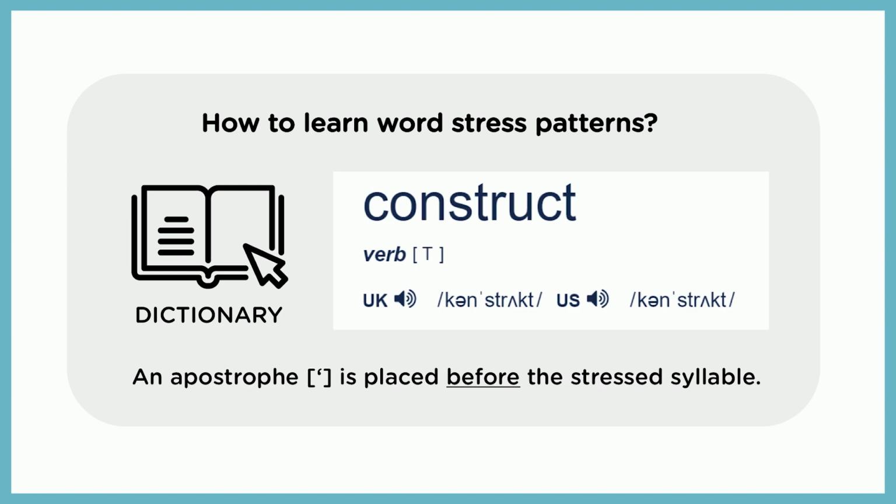So here's a little screenshot from an online dictionary, and I've done it for the word construct. Now, you can see that there's a tiny little apostrophe here on screen. It comes in between the two syllables, con-struct. Now, the apostrophe always goes before the stressed syllable. So if you see an apostrophe before something, you need to stress the syllable after it.